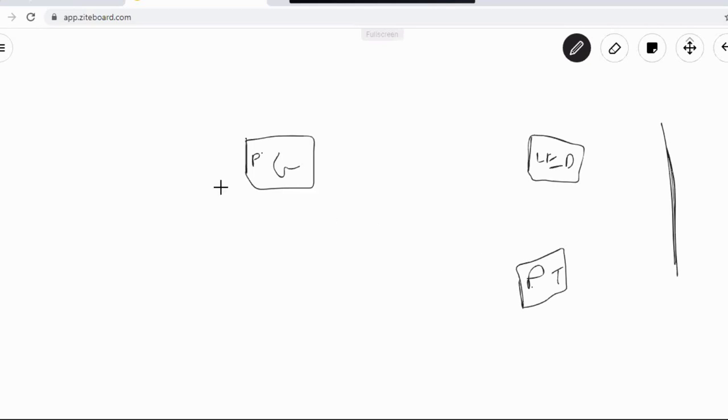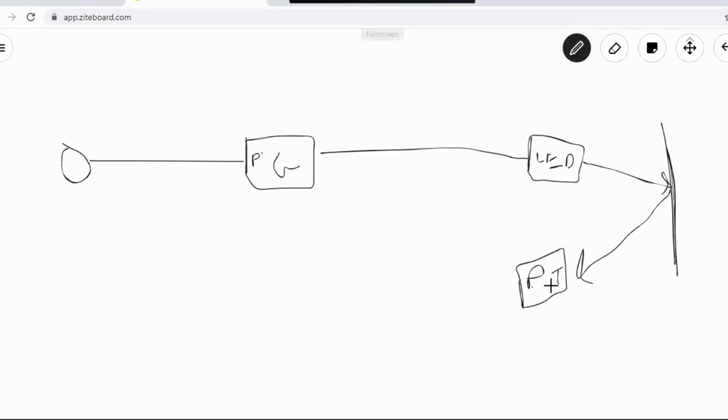Here you are giving some DC supply. It comes to the pulse generator, then the LED drive, and then the light is transmitted. The receiver receives it, and then it comes to the control circuitry. This is known as the control circuitry, and then you will get the DC output.